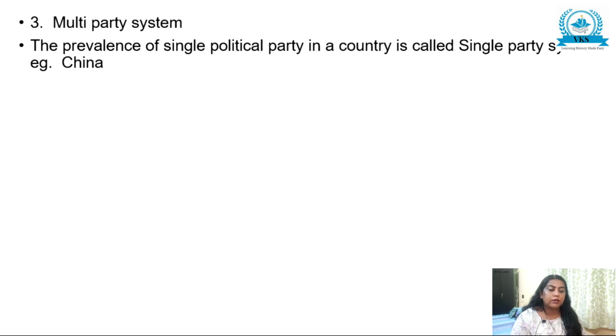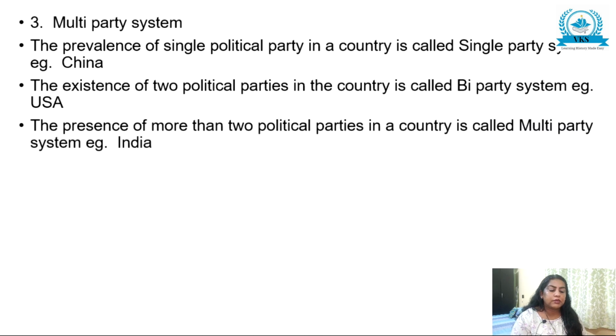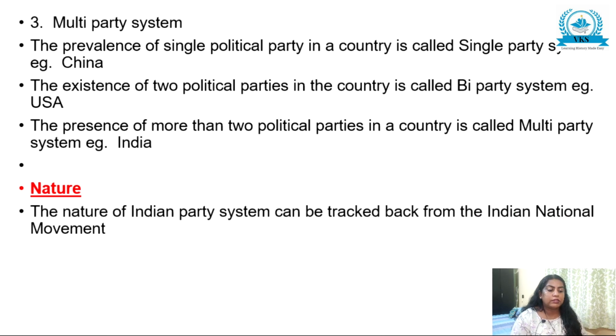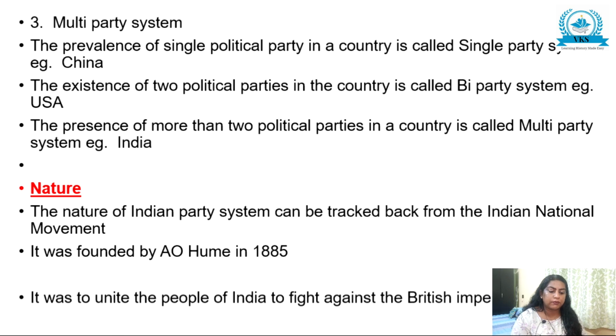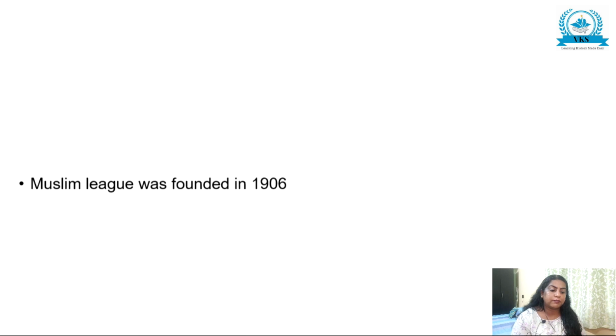The prevalence of a single political party in a country is called single party system, example China. The existence of two political parties in the country is called bi-party system, example the USA. And the presence of more than two political parties in a country is called multi-party system, example India. Nature. The nature of the Indian party system can be traced back to the Indian National Movement. The Indian National Congress was founded by A.O. Hume in 1885. It was to unite the people of India to fight against British imperialism.